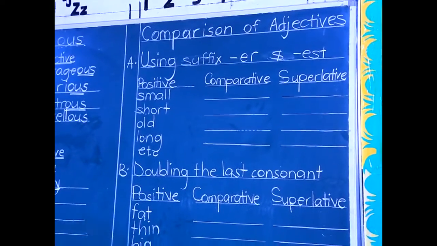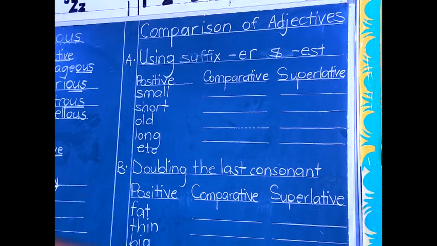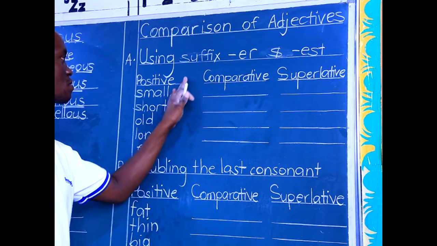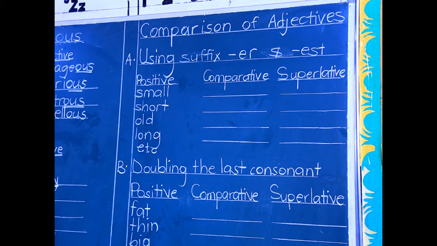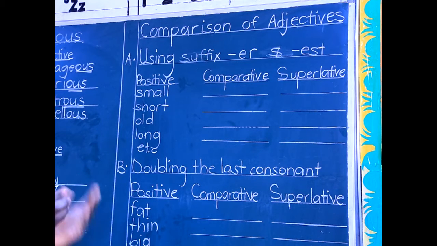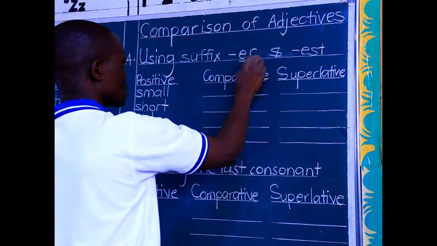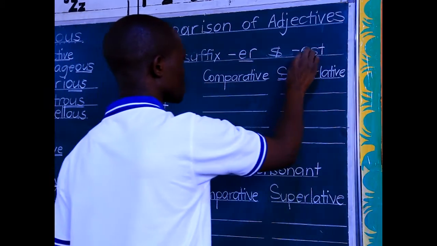Okay, still in comparison, we can use suffixes. If you remember the meaning of suffix, the teacher just told you it's a letter or group of letters added to the end of a word to change its meaning. So, in this case, once again, when forming the different degrees of comparison of adjectives, we are going to use suffixes. This time we have suffix er and suffix est.